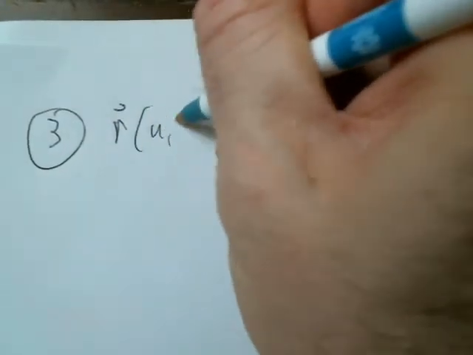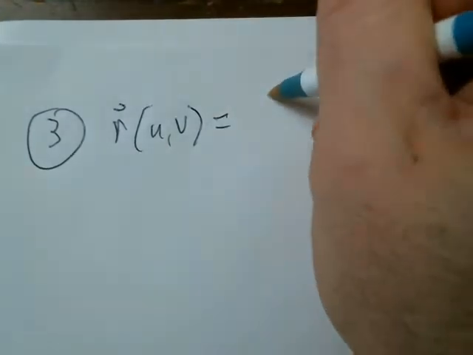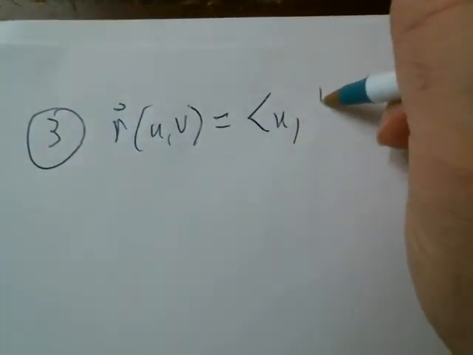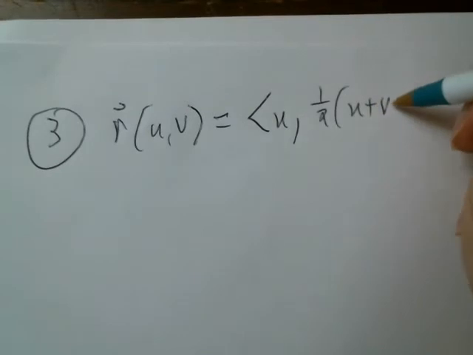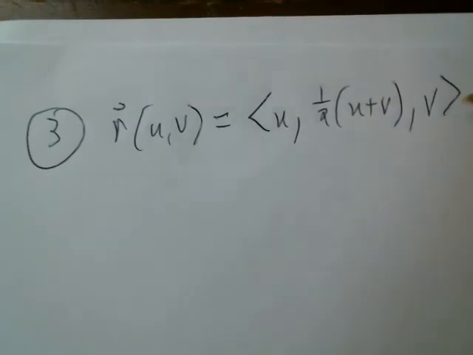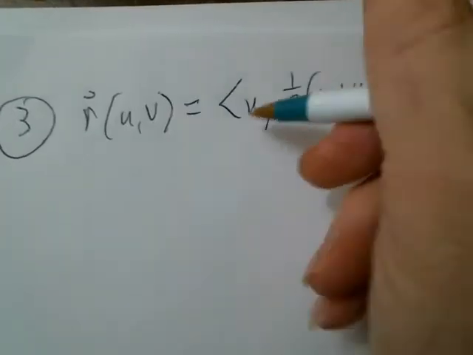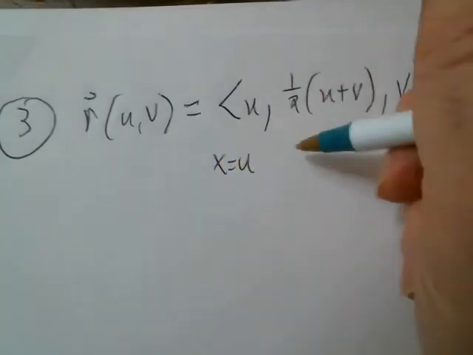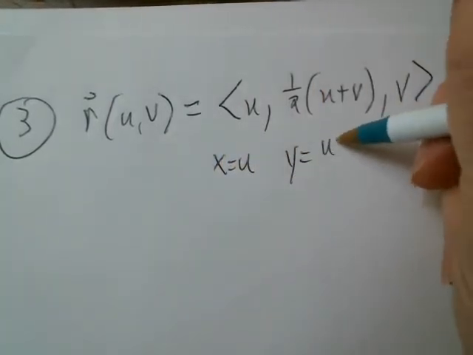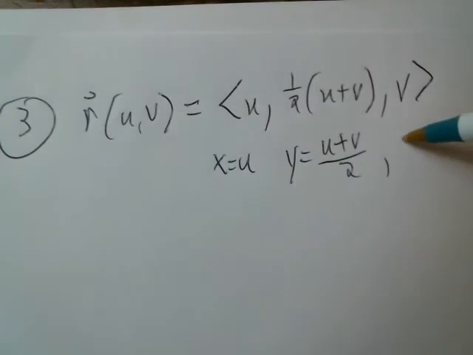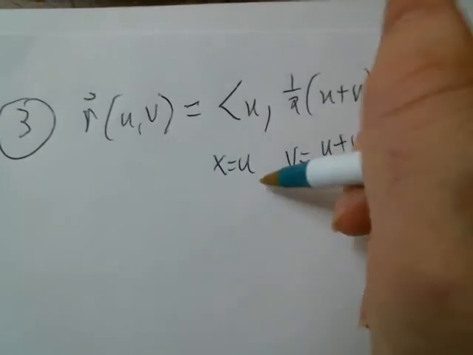So we kind of just want to knock off those first 6 in the book and make sure we can stomach doing these types of problems. Section number 3. We have u, 1/2 (u plus v), and then v. Okay, so eliminate the parameter and see what you're dealing with. x is equal to u, y is equal to (u plus v) over 2, and then z is equal to v.